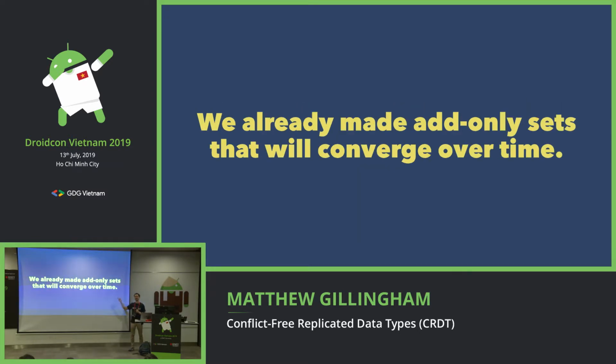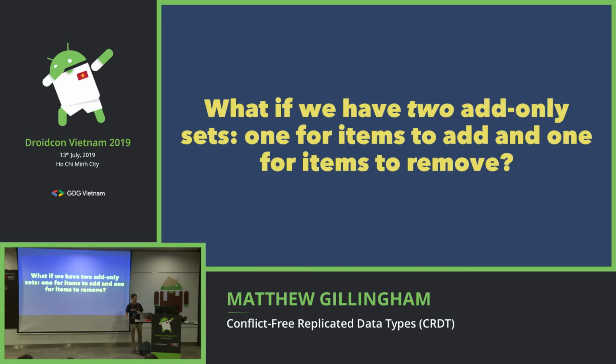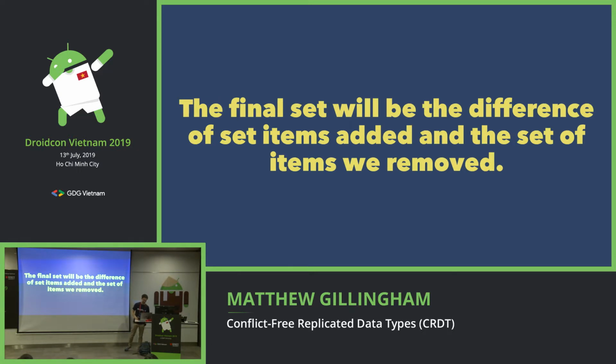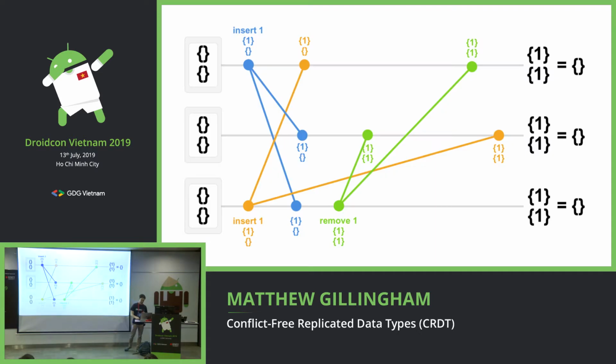We've already seen that having add-only sets do converge over time. So why don't we create a system where we have two sets, one of which is the items that we're going to add, and then a second set that's the items that we're going to remove. It's an add-only set of things you're going to remove. That's a little complicated, but hopefully the idea makes sense. And then there's a final set, which will basically be the items that we added, and then we take out the items that we removed.